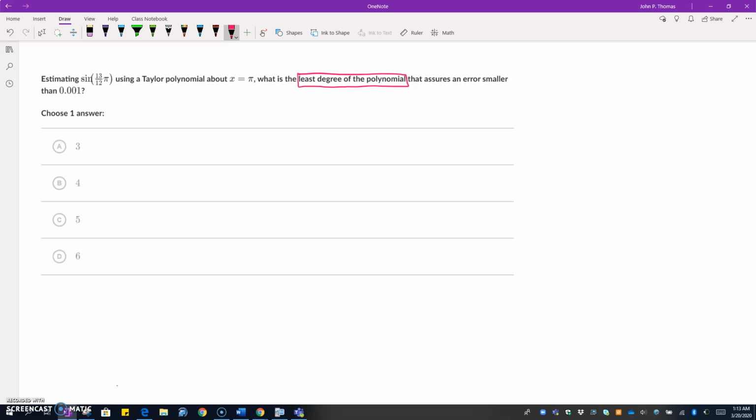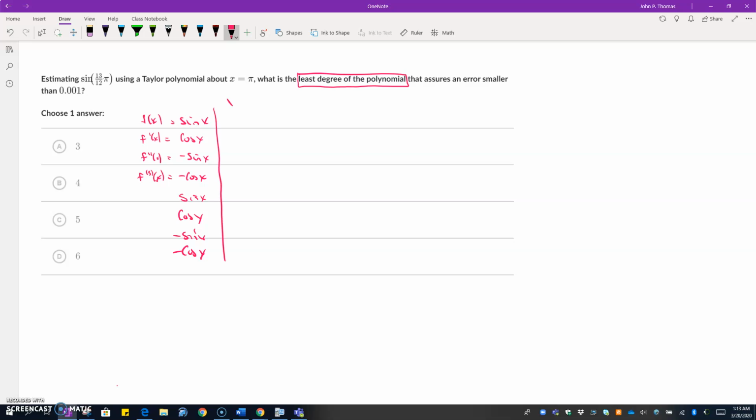So the first thing I want to do is take a look at the parent function, which is sine x, and I'm going to run through a handful of derivatives to see if we can come up with a pattern. So f prime of x equals cosine x, f double prime of x equals negative sine x, f triple prime of x equals negative cosine x, and then that's going to repeat as I go, so we're going to be back to sine x, cosine x, negative sine x, negative cosine x.